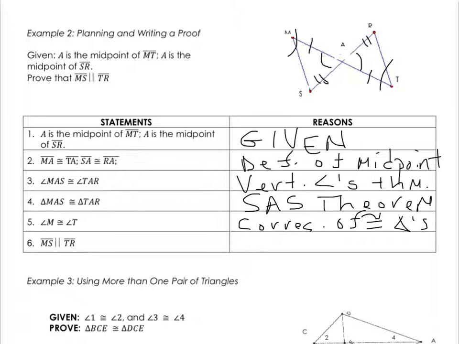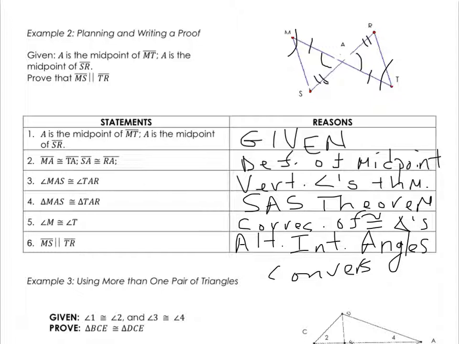And then lastly, you want to say that MS is therefore parallel to TR. Do you remember what theorem tells us that? The alternate interior angles converse theorem. Before, we were proving that if we had parallel lines, alternate interior angles are congruent. Now we're going in the converse, the opposite direction, and saying because the angles are congruent, therefore these sides, MS and TR, are parallel.